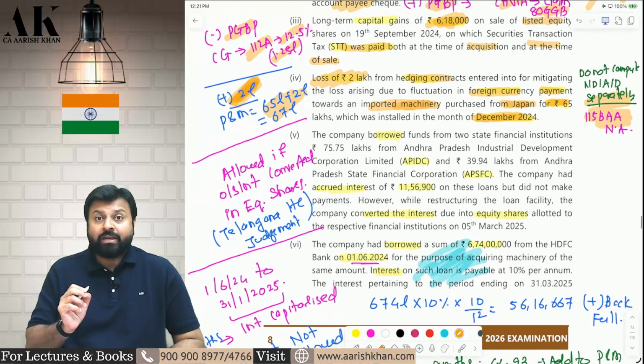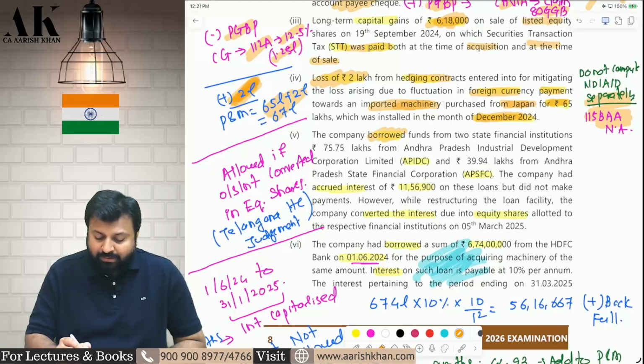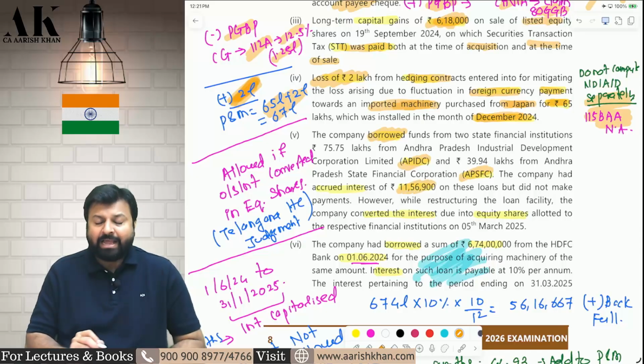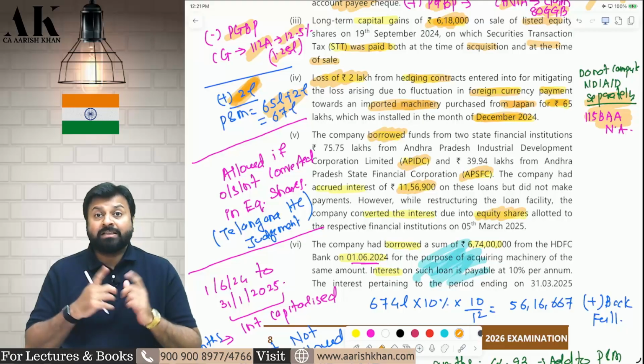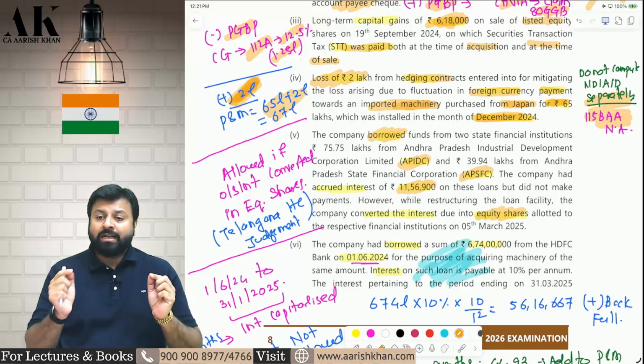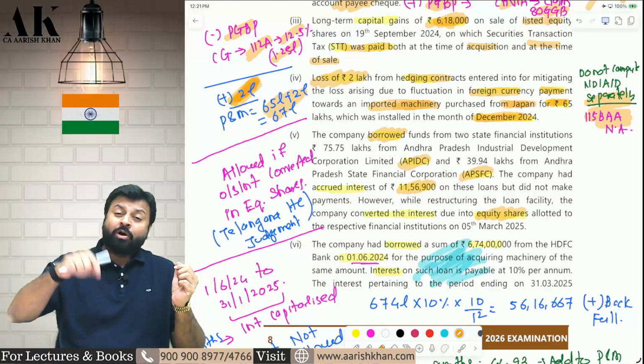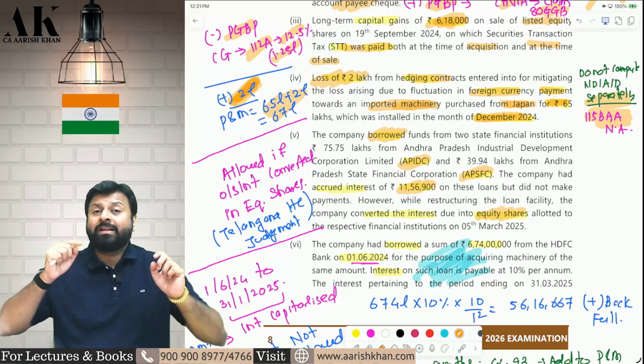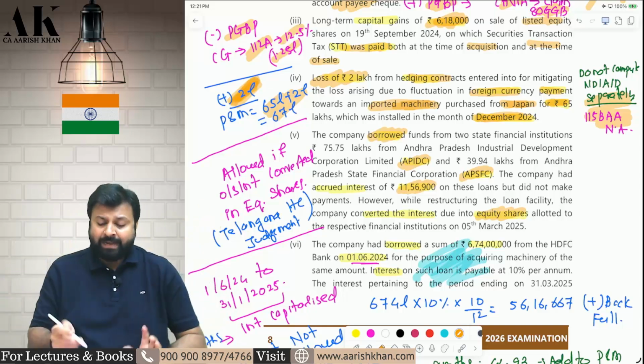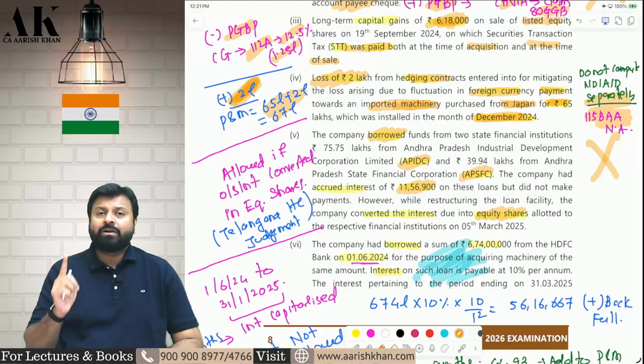Next one is also a very important adjustment. The assessee has borrowed some funds from Andhra Pradesh Industrial Development Corporation and Andhra Pradesh State Financial Corporation. The total accrued interest is 11,56,900. Now the assessee is converting this outstanding interest into equity shares. Is that allowed as a deduction? The answer is yes. If you convert an outstanding interest into a new loan, it is not allowed as deduction. If you convert an outstanding interest into a bond, debenture or any other security where the liability to pay is deferred to a future date, then it is not allowed as deduction. But if you convert that outstanding interest into an equity share, it is allowed as deduction.